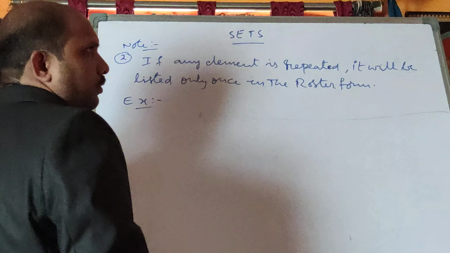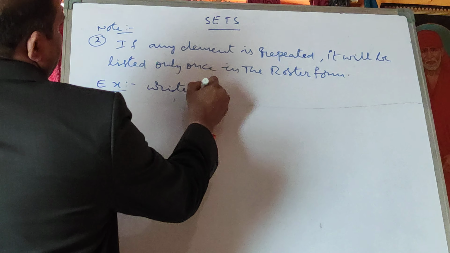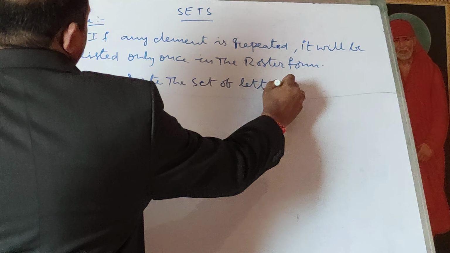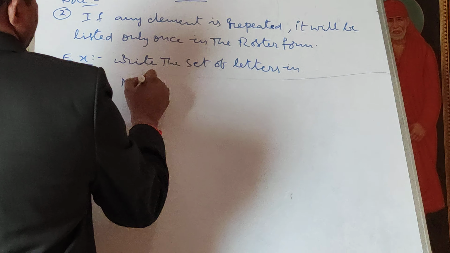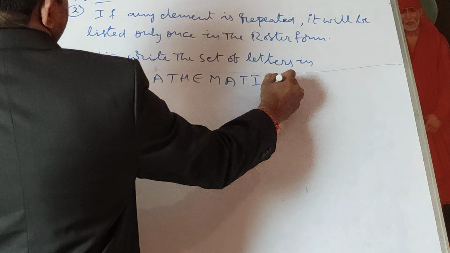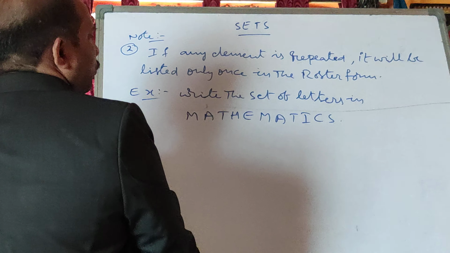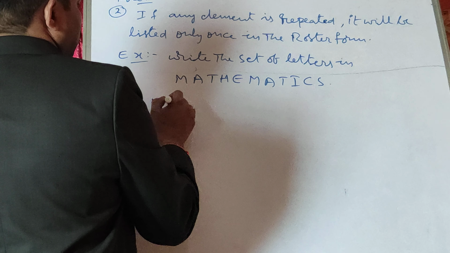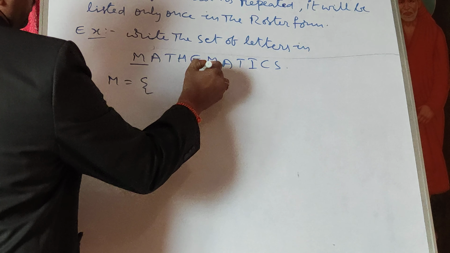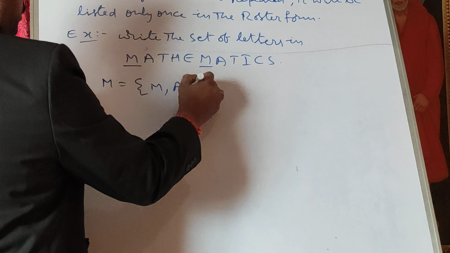Example: write the set of letters in mathematics. It will be represented by the set M. Set M is equal to, so here M is repeated 2 times, but we will write it only once. A is repeated 2 times, once. T is repeated 2 times.